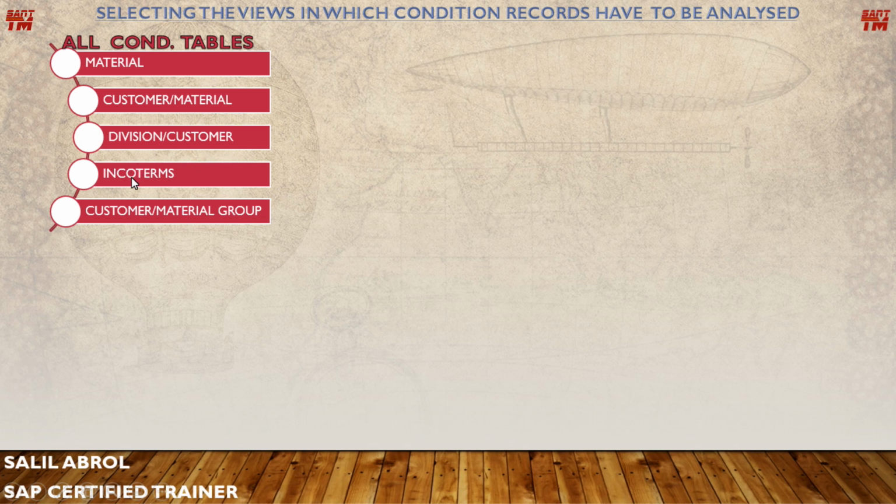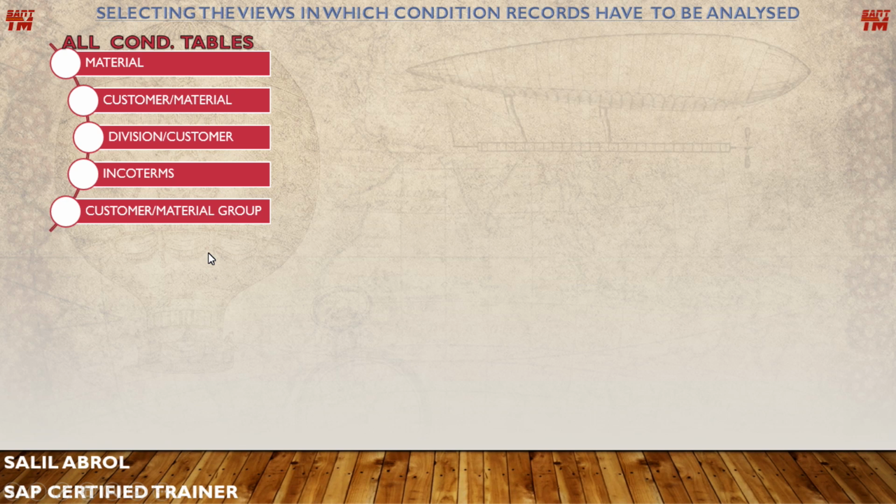Then there is a table Incoterms. For that Incoterms table there may be other columns also, like currency, foreign currency, and so on. Then the last table in the SAP system that we have defined is customer material group. There can be other columns also in all these tables. Only the names of the tables I am specifying here.